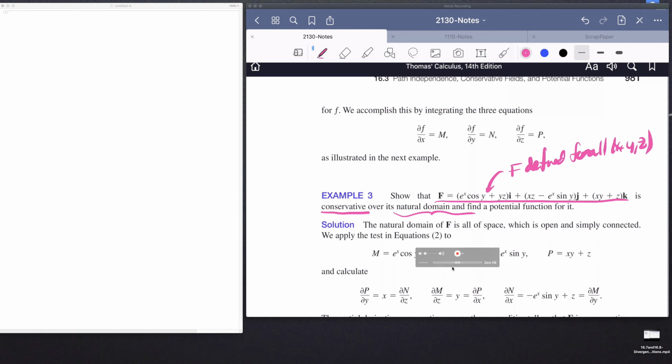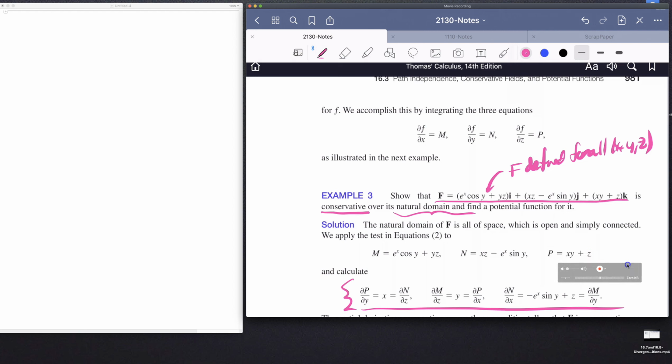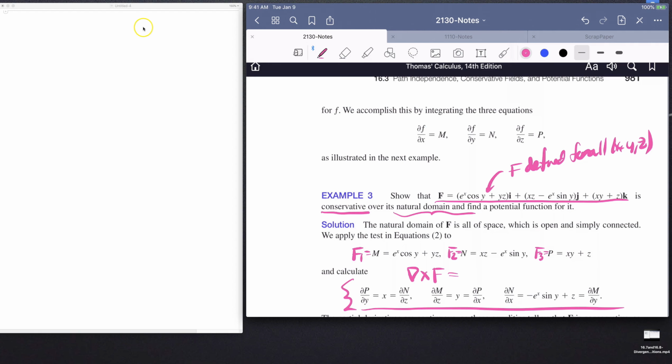you can see here that the book is computing a wide variety of partial derivatives in this case, and essentially they're just computing the curl. Okay, they're computing the first entry of the vector field, here's the second entry of the vector field, here's the third entry of the vector field, and they're computing the curl of this vector field. Okay, so we're going to go ahead and compute that curl now, and I'll leave you to check these partial derivatives.